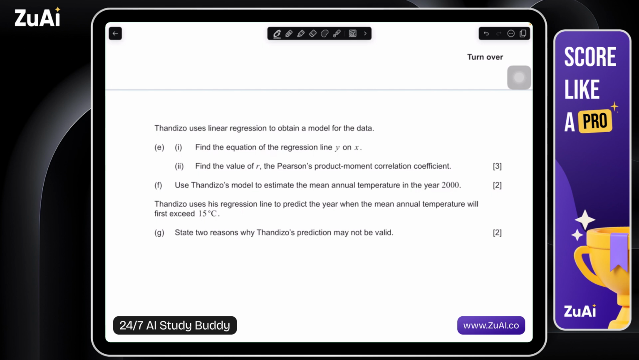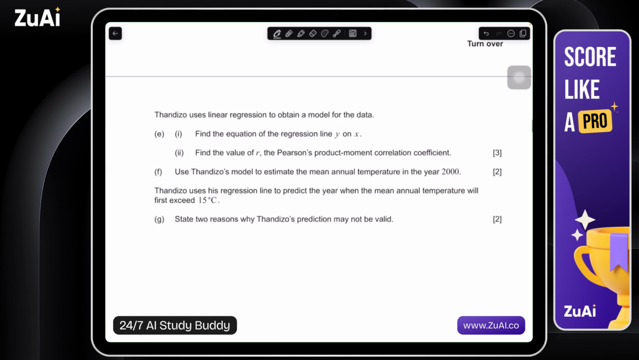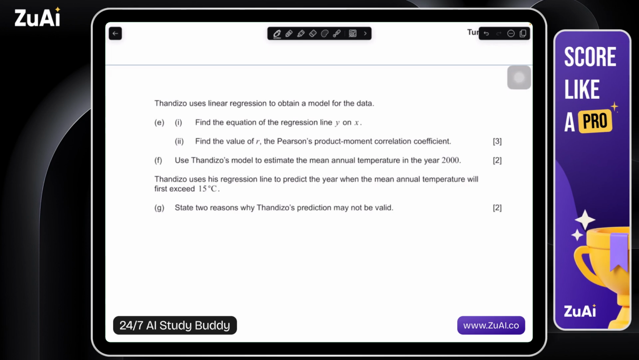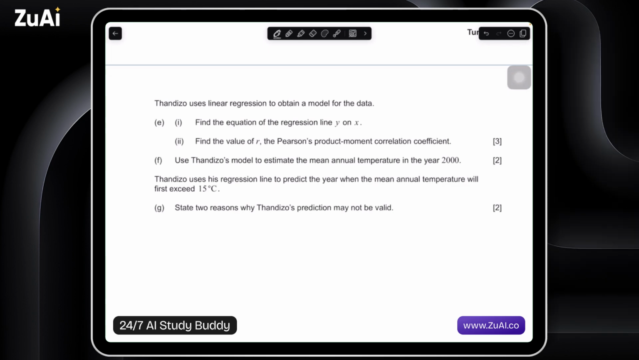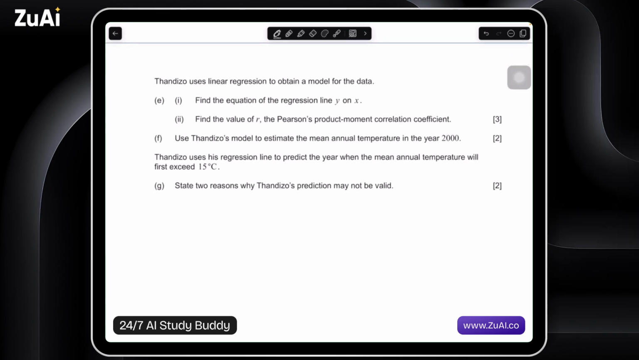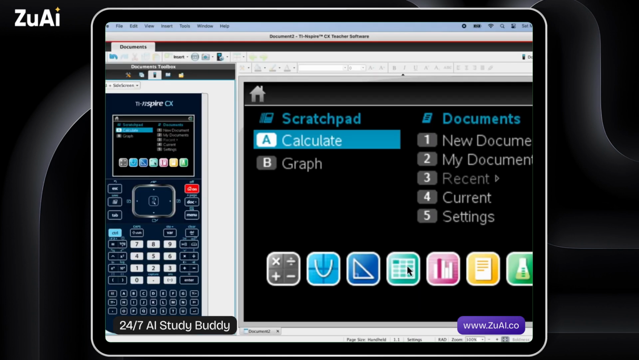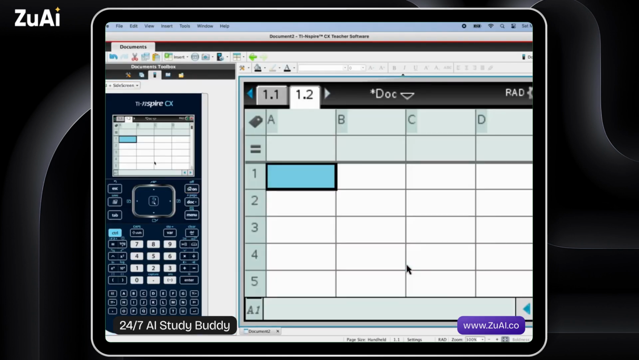Alright, so Thandiso uses linear regression to obtain a model for the data. Find the equation of the regression line y on x. So this is part E. Find an equation of the regression line y on x. For this, we'll go into the calculator and use spreadsheets and run two-variable statistics. So let's go to the calculator and work that out. Alright, menu, spreadsheets, and we'll input the data that we have in our original table.